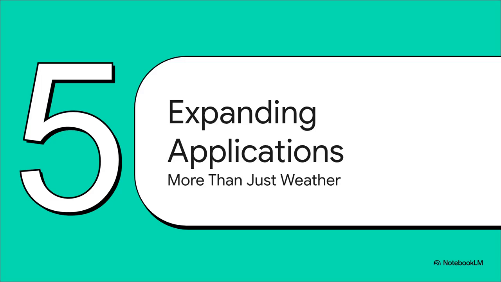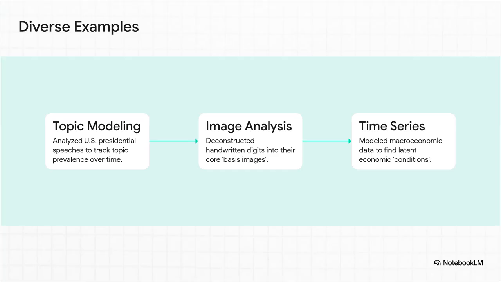So we've seen it work for weather, which is awesome. But don't think this is just a one-trick pony. This framework is incredibly versatile. I mean, just look at the range of applications. You can use it for topic modeling, take a bunch of presidential speeches and track how different themes ebb and flow over time. Or how about image analysis? You can feed it handwritten digits and it'll figure out the archetype for each number, the essential strokes that make a 2 a 2 and an 8 an 8. You can even point it at messy macroeconomic time series data and have it uncover these hidden economic conditions that are driving things like wages and employment. It's the same core idea, just applied to totally different problems.